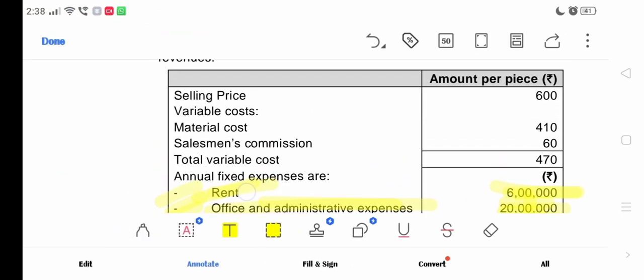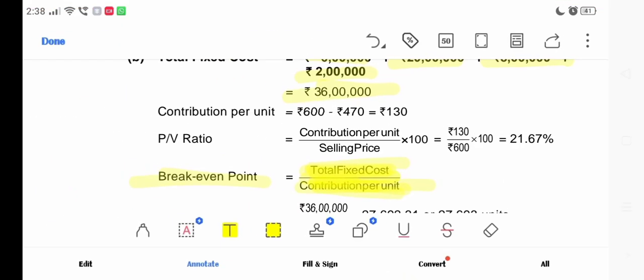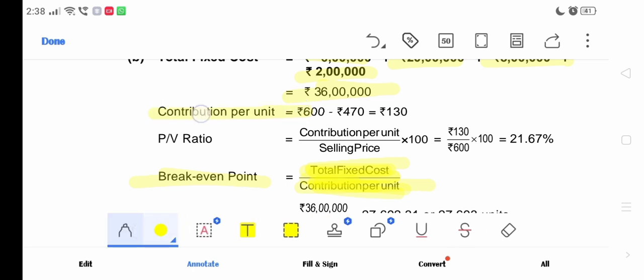So here he has given selling price as 600 and variable cost, that is material cost and salesman's commission, 410 plus 60, which comes to 470. So if we deduct selling price minus variable cost, that is 130 per unit, which is contribution per unit, right? So here he has done the same. Contribution per unit, 600 is sales, 470 is total variable cost. If we deduct both, we get 130 rupees per unit. So that is contribution per unit, right?